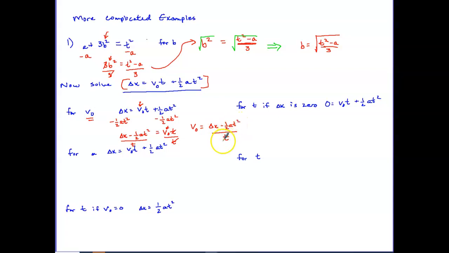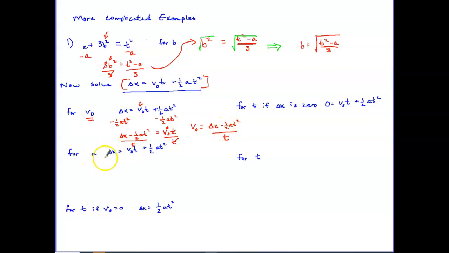And no, you cannot cancel that t out because there's not a t in this term. In order to cancel something from the numerator and denominator of a fraction, it has to be a common factor. It has to exist as a factor of both the top and the bottom. And t is a factor of the bottom. It's not a factor of the top. So that's as simple as you can get it.